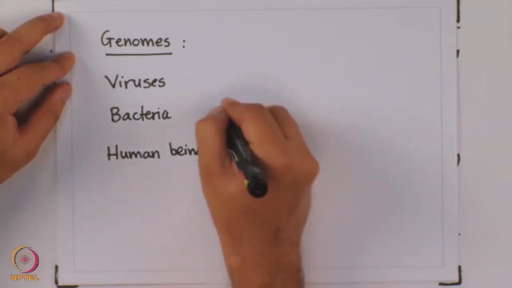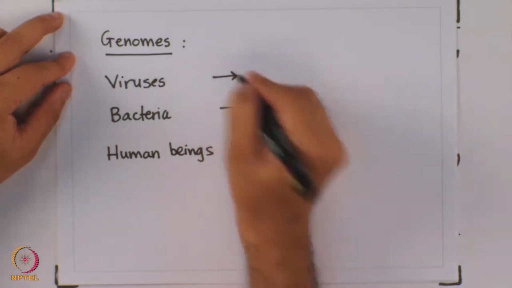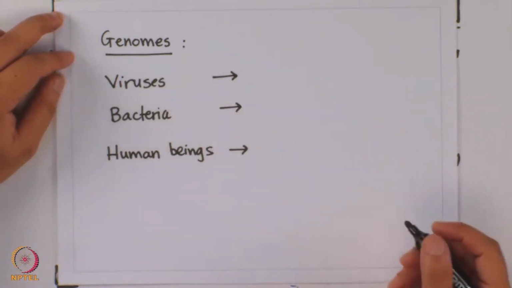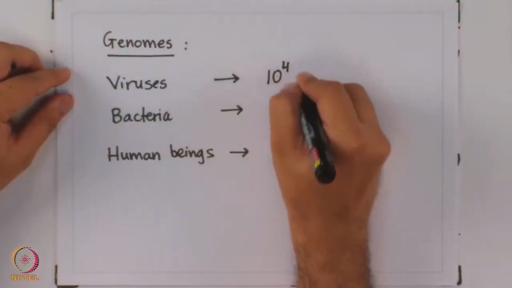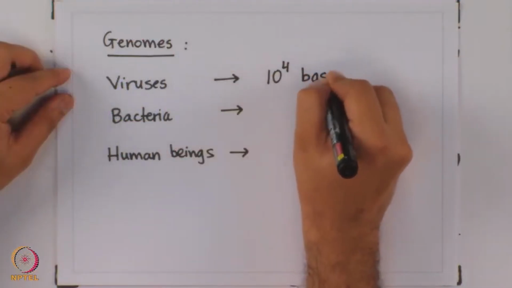Viruses, the typical sizes of a viral genome of the very simplest ones can be of the order of, and we are only going to be interested in very crude order of magnitude estimates of these numbers, and we are not interested in the excruciating detail. For instance, human genome is 3 into 10 power 9 bases, but for our purposes 10 to the power 9 is a good enough approximation. So, viruses, some of the simpler viral genomes are of the order of 10 to the power 4 bases.